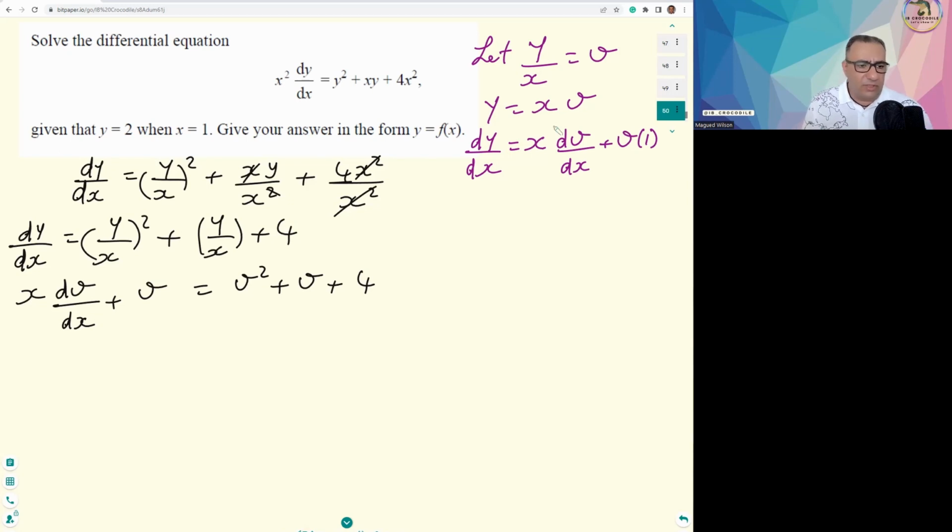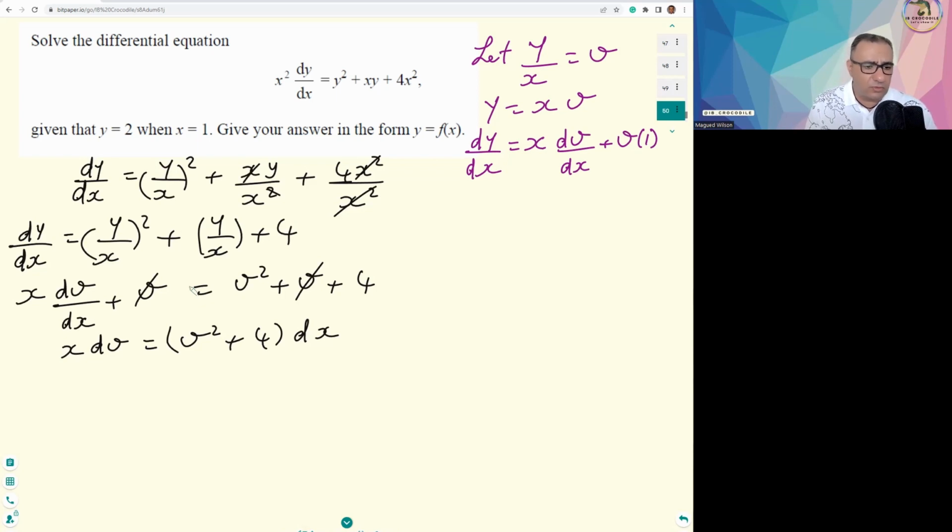So here we have plus v on both sides, so I can cancel them. Then I have x dv equal to v squared plus 4, all times dx. This is a separable equation because we have a function of v and a function of x, but all I need to do is bring the v with the dv and x with the dx. I just multiply both sides by dx, since I can bring things up and down on both sides if it's multiplied.